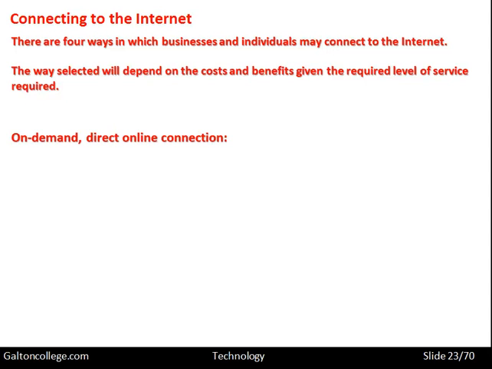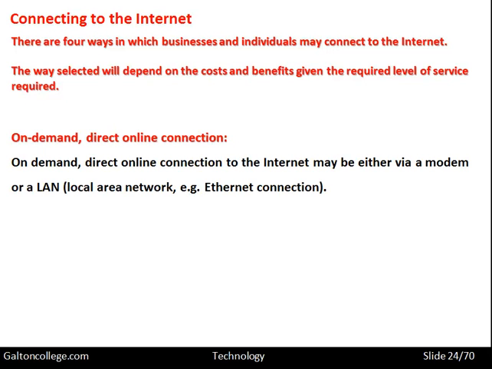First of all, on-demand direct line connections. Well, an on-demand direct line connection to the internet may be either via a modem or a LAN. A LAN is a local area network.